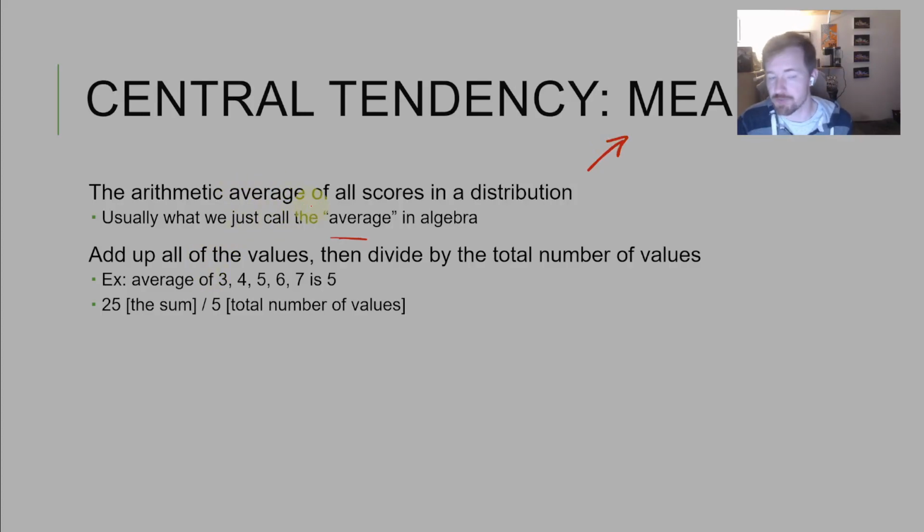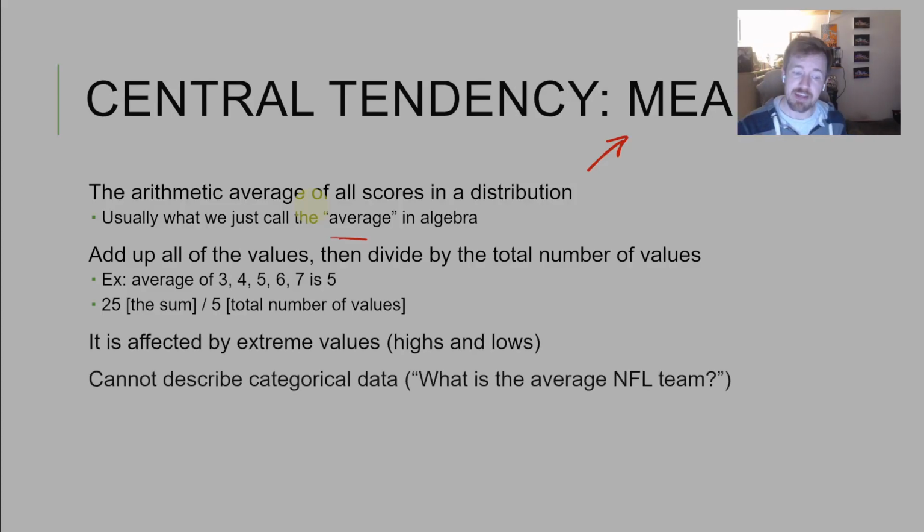It's just the average. And if you know how to calculate the average in algebra, then you already know how to calculate the mean. You're just going to add up all those values and divide by the total number of values. That's going to give you an idea of what the most central, or most middle, data point is going to be. So, for example, if you had these numbers right here, say this is how many cups of coffee I have a day: 3, 4, 5, 6, and 7.